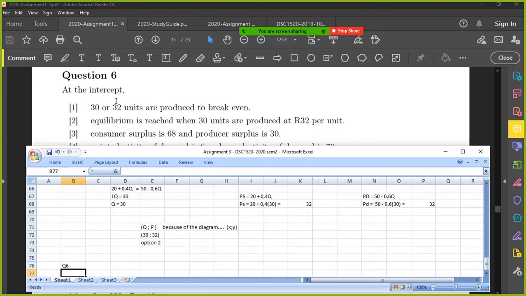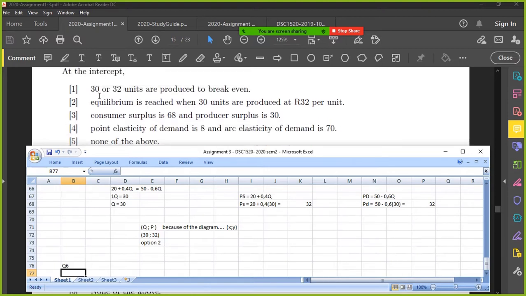At the intercept. So this is the theory question. 30 or 32 units produced to break even at the intercept? 32 units, no, that's wrong. It's 30 units. That one's out. Equilibrium occurs when Q is 30, not 32. That one's wrong. Equilibrium is reached when 30 units are produced at 32 Rand per unit. That's also correct. So far this one's looking good. Consumer surplus is 68 and producer surplus is 30. That we're going to have to work out just to check. I'm going to go with 2 here, but let's do the working just to make sure.